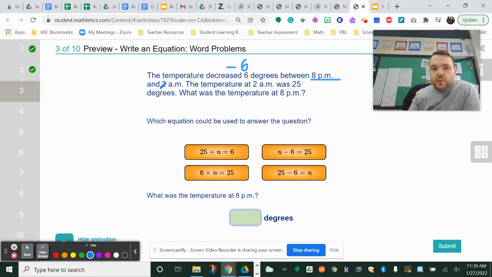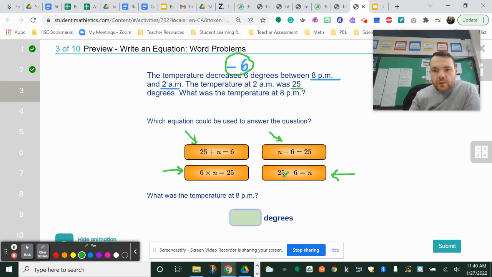Now the time is given to us as well, between 8 p.m. and 2 a.m. The temperature at 2 a.m. was 25 degrees. What was the temperature at 8 p.m.? So what do we know? We know the temperature was 25 degrees, so that's important. We also know that it decreased by 6. Now, which one of these 4 possible answers gives me that information? So you have 4 possible algebraic equations down here. One of them represents that.